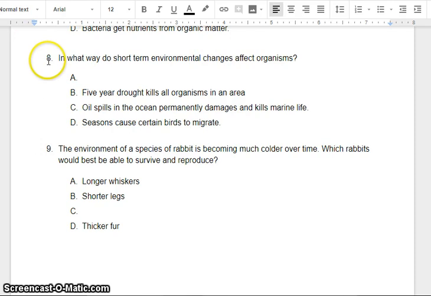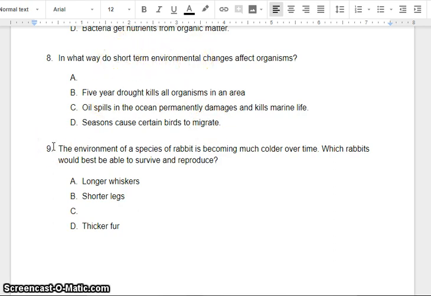Number 8. In what way do short-term environmental changes affect organisms? Short term. B. A 5-year drought kills all organisms in an area. C. Oil spills in the ocean permanently damage and kill marine life. Or D. Seasons cause certain birds to migrate. Which of these is a short-term environmental change?